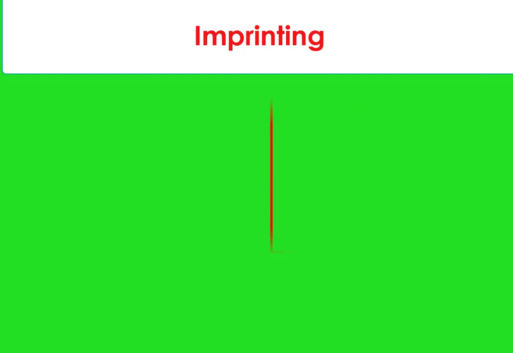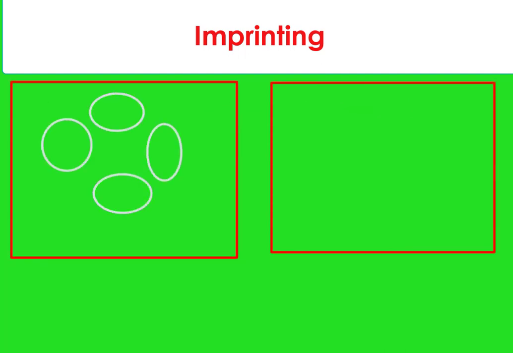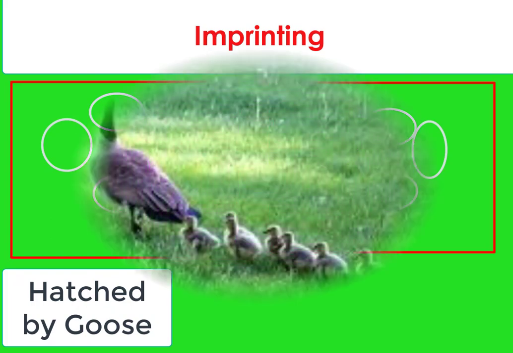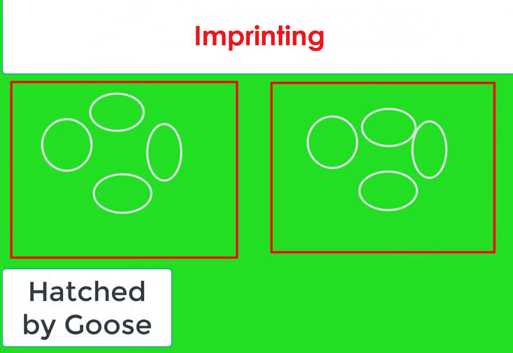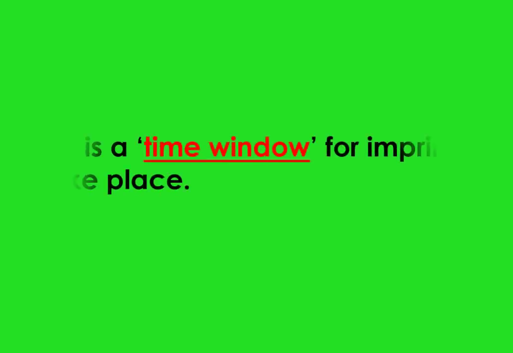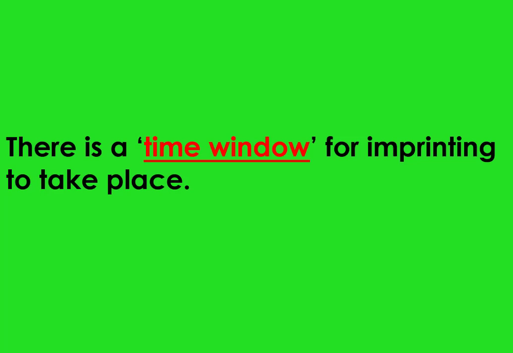In this experiment, Lorenz split a batch of goose eggs into two batches. The first or one batch was hatched normally by the goose itself and followed goose. The other batch was hatched by Lorenz in an incubator and followed Lorenz. Here, there is a time window for imprinting to take place. That means if the newly born or hatched organisms follow any moving object after a certain period later of hatching or birth, they could be killed by predators.